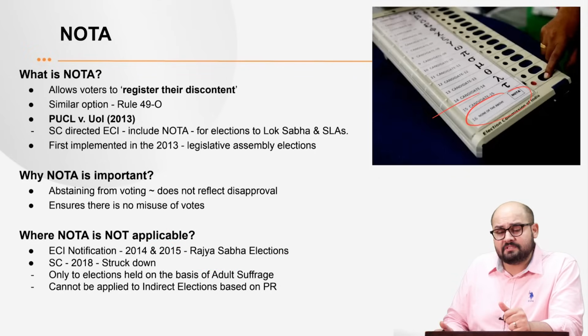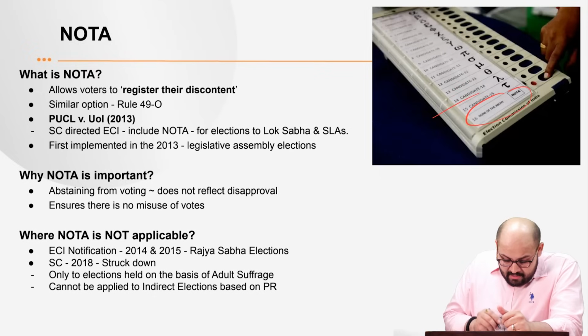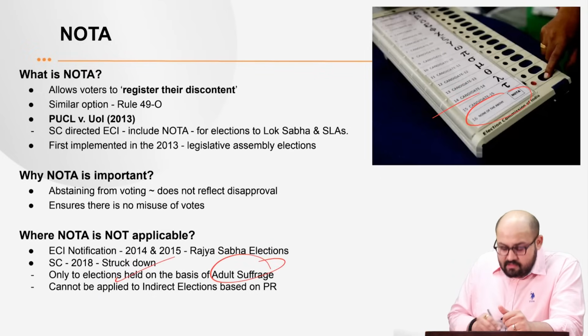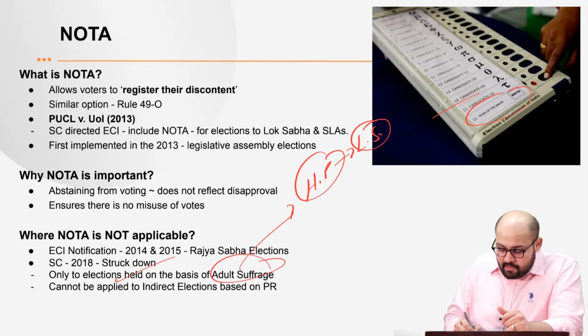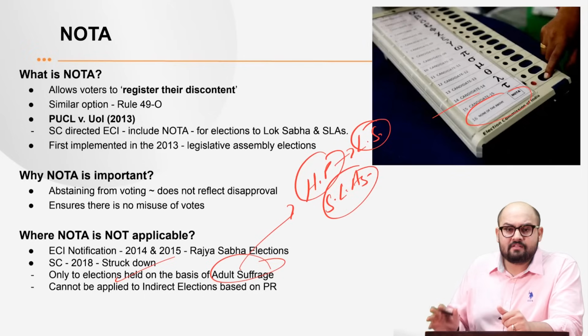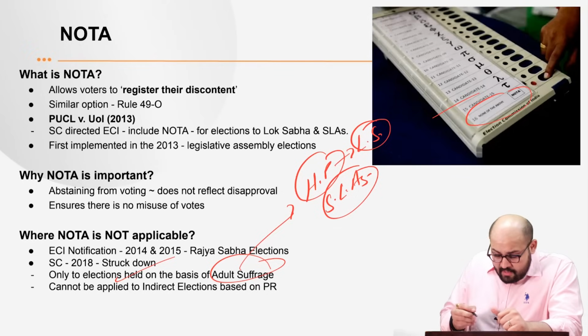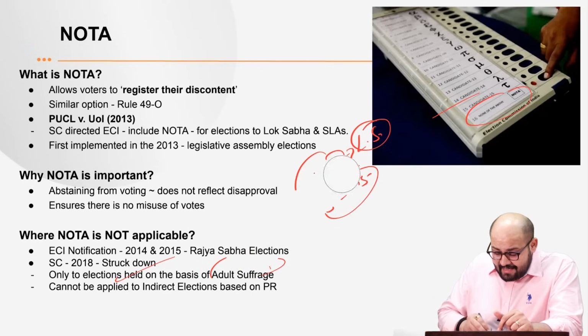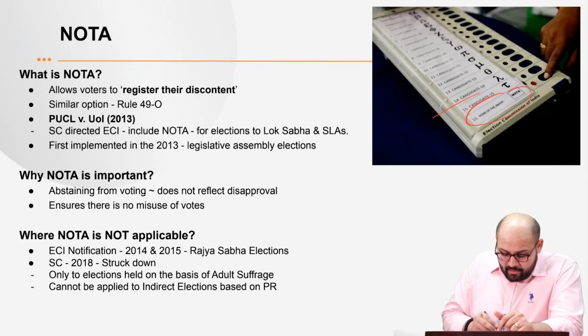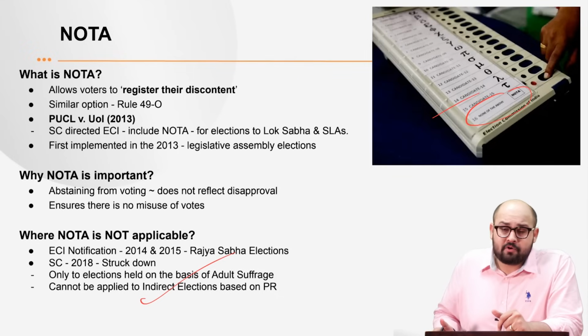What the Supreme Court said was that the NOTA option shall be applicable to the elections which are held on the basis of adult suffrage. That is two types of election: the election to the House of the People, that is Lok Sabha, and the election to the state legislative assemblies, right? Only in these two elections will you have the NOTA applicable. Now, what the Supreme Court also said is that it cannot be applied to indirect elections which are based on proportional representation.